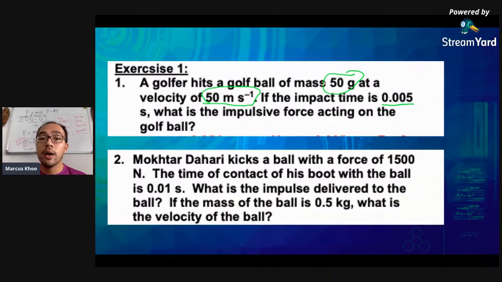Okay, so we have our formula lah. F equals to mv minus mu over t, impulsive force. Okay, problem number one, our mass is 50 grams. Okay, and we have done this so many times that I think you should know this by now. Whenever you have 50 grams, tukar dulu pergi kilogram. So 1, 2, 3.